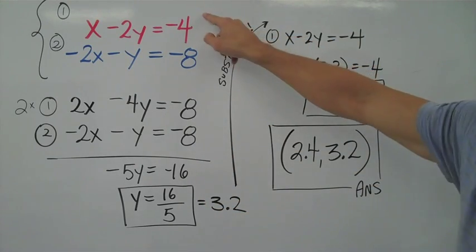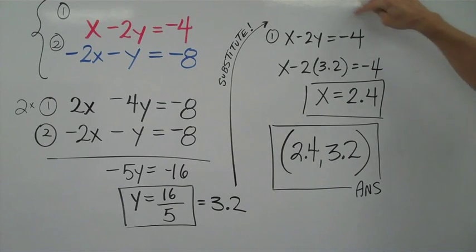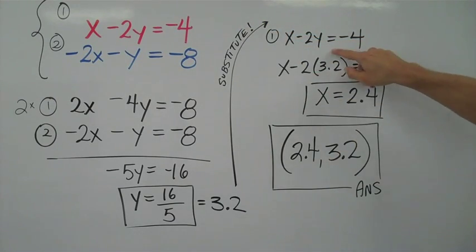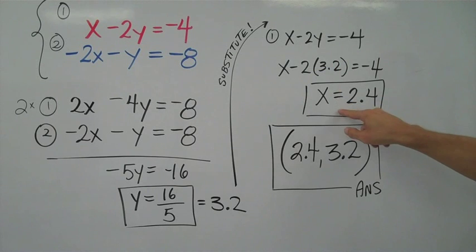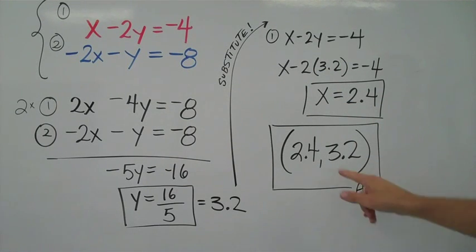Now I'll substitute back into equation 1. I have x minus 2y equals negative 4. I write it again. I substitute in. I know that y is 3.2, and I'll find that x is equal to 2.4. If x is 2.4 and y is 3.2, here is the point of intersection, as I was asked, what is the point of intersection?